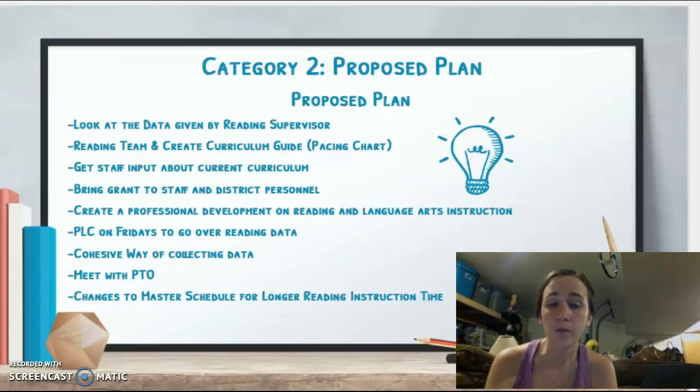I would then also meet with the PTO to give them this course of action. I would also change the master schedule to have longer reading instruction time, per what the reading supervisor told me.